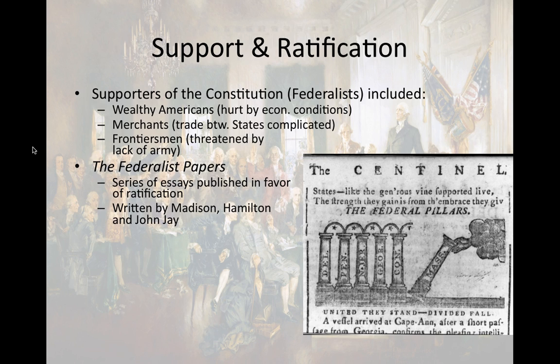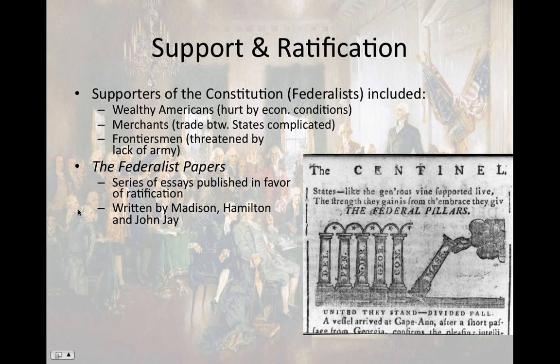Now, one way that the message got out there to different people is through the circulation of a series of essays called the Federalist Papers. The Federalist Papers were essays that were written by James Madison, Alexander Hamilton, and John Jay. And the papers, there's 80-something of them altogether, basically argue for the ratification of the Constitution and give all the reasons why different states should be pillars in this new federal government.